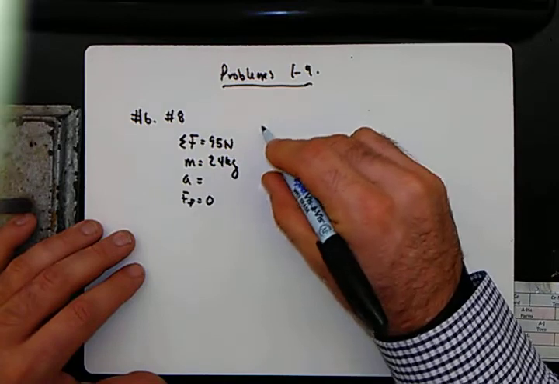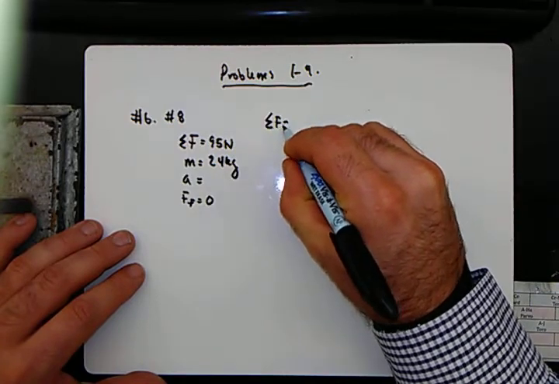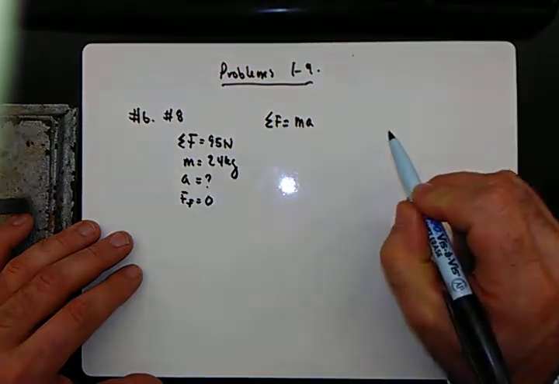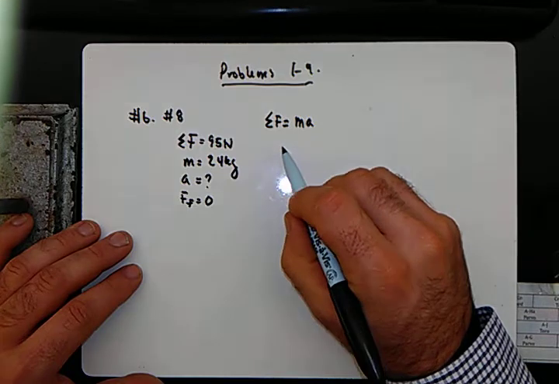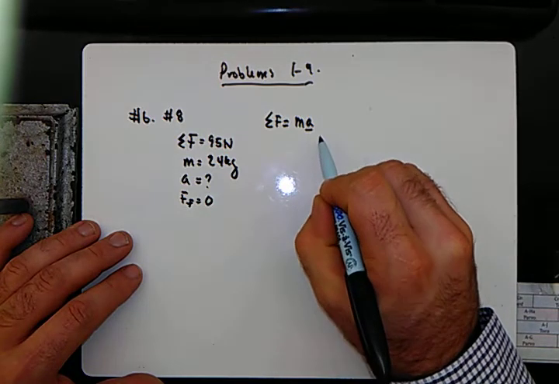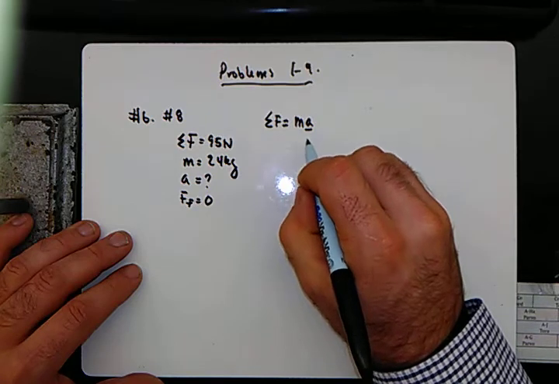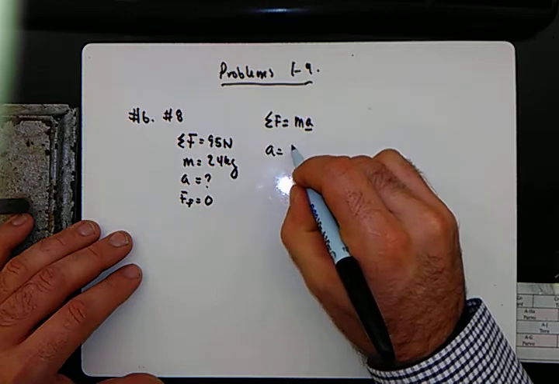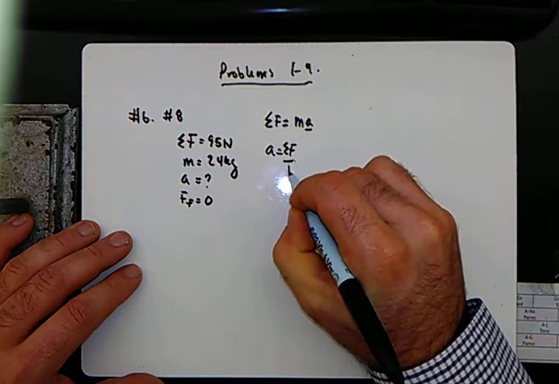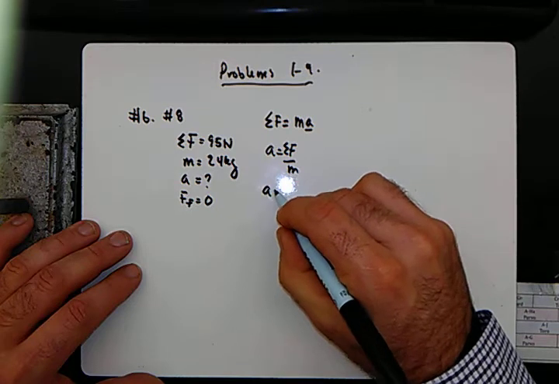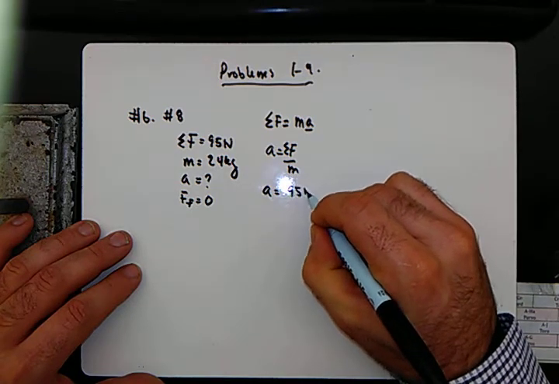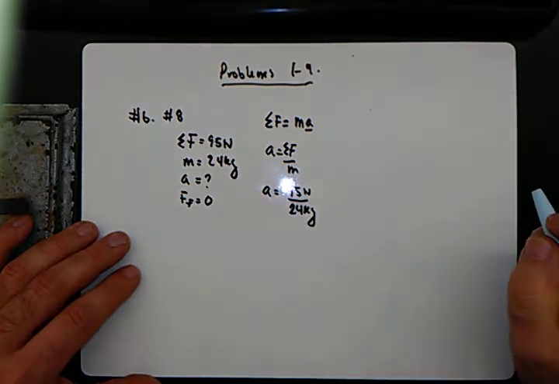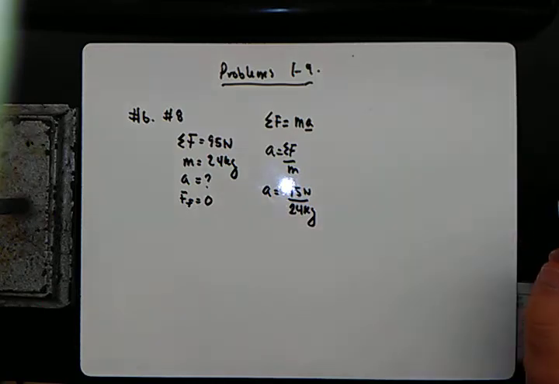So using Newton's second law, force is mass times acceleration, we need to solve for acceleration. So this is one of the easier types of problems in that all we have to do is just rearrange the formula to solve for A. So rearranging the formula to solve for A, we have A equals net force over mass. Okay, and A equals 95 newtons over 24 kilograms. Okay, and then you just solve for that.